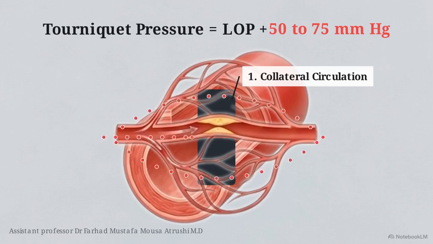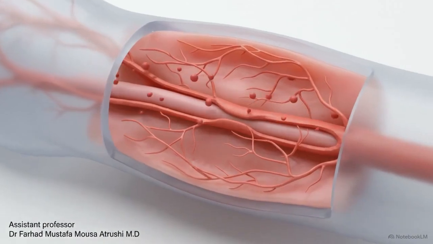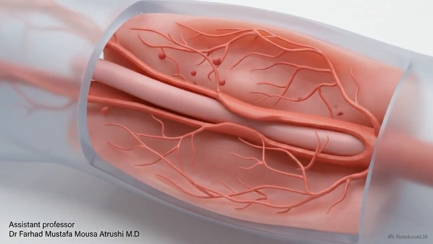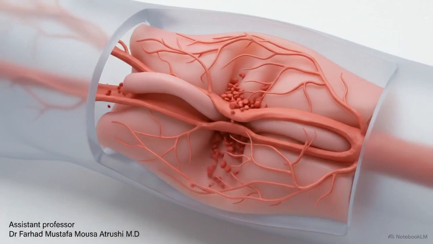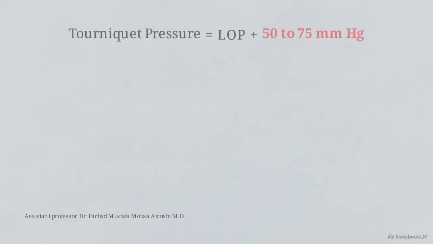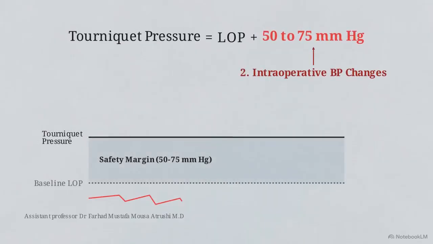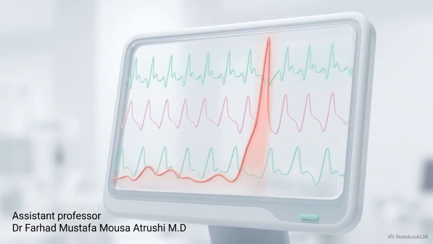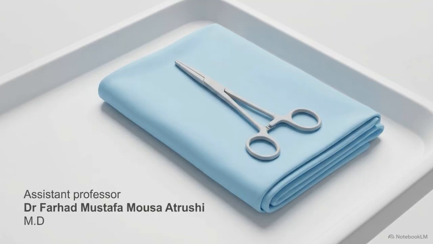Even when the main artery is compressed, smaller secondary vessels can bypass the occlusion. The extra pressure ensures these deeper alternative vascular pathways are adequately compressed, preventing blood loss into the surgical field. The safety margin also explicitly accounts for intraoperative blood pressure changes. Normal surgical stress causes systemic systolic blood pressure spikes. These spikes would overcome a tourniquet set only to the bare limb occlusion pressure. This 50 to 75 millimeter addition provides a calculated evidence-based buffer designed to counter physiological variables and guarantee continuous hemostasis.